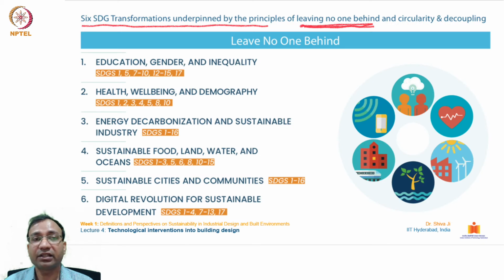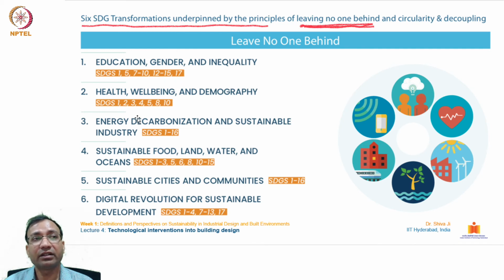These are the 6 SDG transformations underpinned by the principles of leaving no one behind, circularity and decoupling. These are the 6 SDG transformation areas, transformation domains, which are targeted so that no one is left behind in the whole process of growth and development in recent times. The first one is education, gender and inequality. It touches the sustainable development goals of 1, 5, 7 to 10, 12 to 15 and 17.